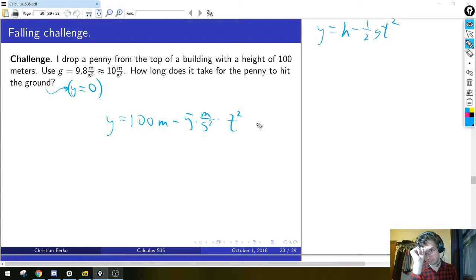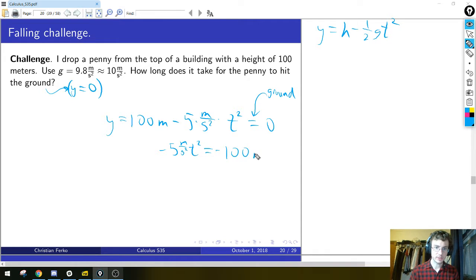Oh yes, y equals 0, where 0 is the ground. Right. And we can start by subtracting 100 meters from each side. Good, so minus 5 meters per second squared times t squared is minus 100 meters.